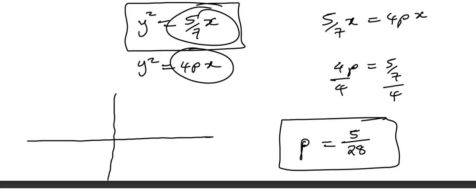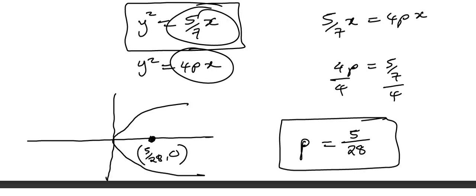Yeah. So if this is what you're having, so we're having something like this. Sorry, this has to be here because our vertex is 0, 0. So the p is here, which is 5 over 28, 0. That's the focus. And the directrix is just right here, which is x is equal to negative 5 over 28. So this is how we're supposed to answer D.